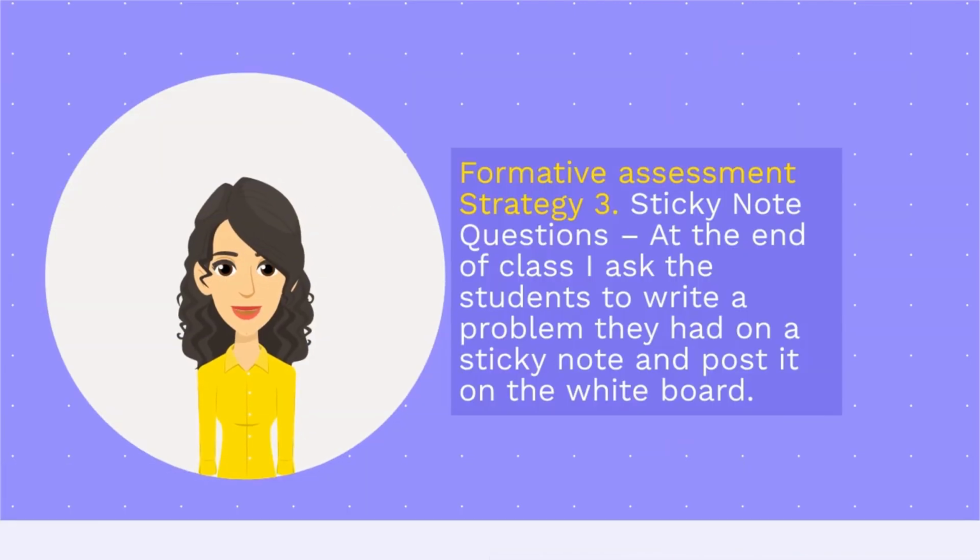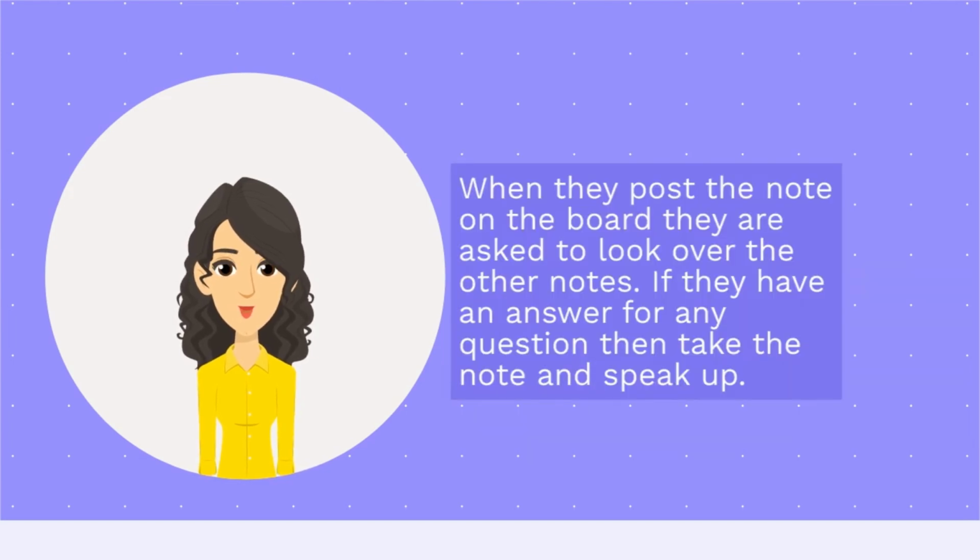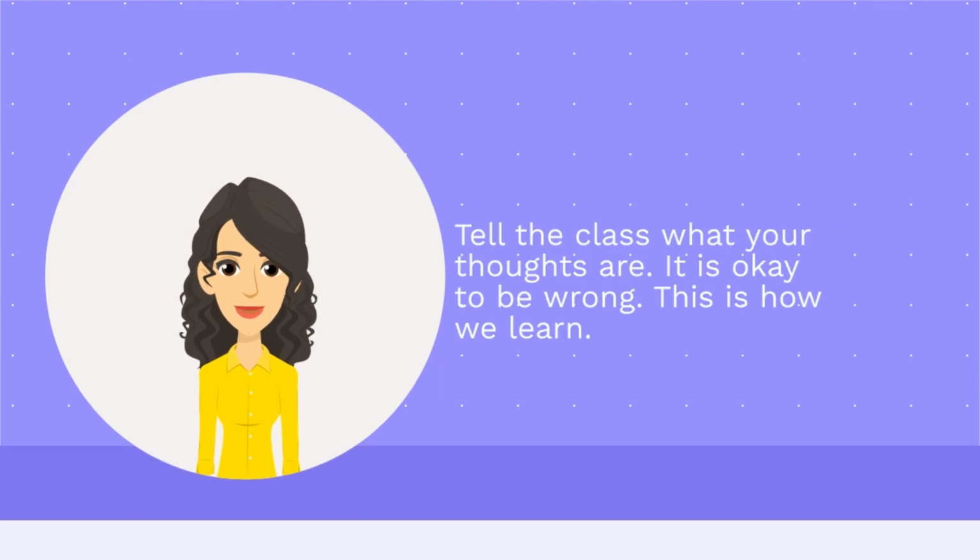Formative assessment strategy 3. Sticky note questions. At the end of class, ask the students to write a problem they had on a sticky note and post it on the whiteboard. When they post the note on the board, they are asked to look over the other notes. If they have an answer for any question, then take the note and speak up. Tell the class what your thoughts are. It is okay to be wrong. This is how we learn.